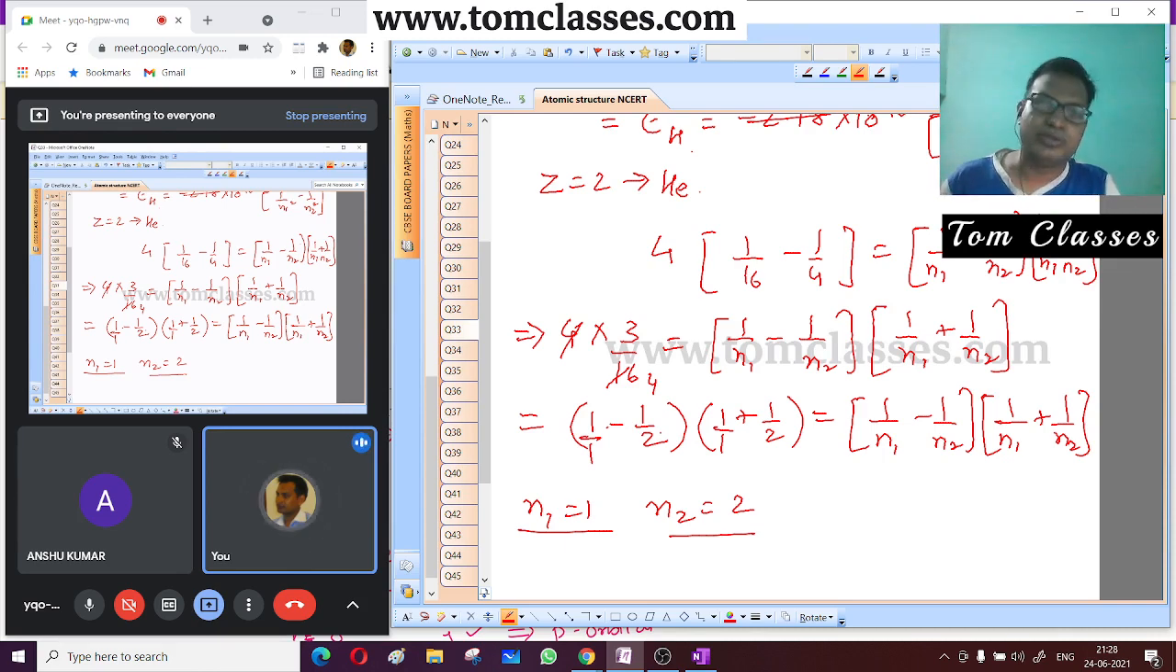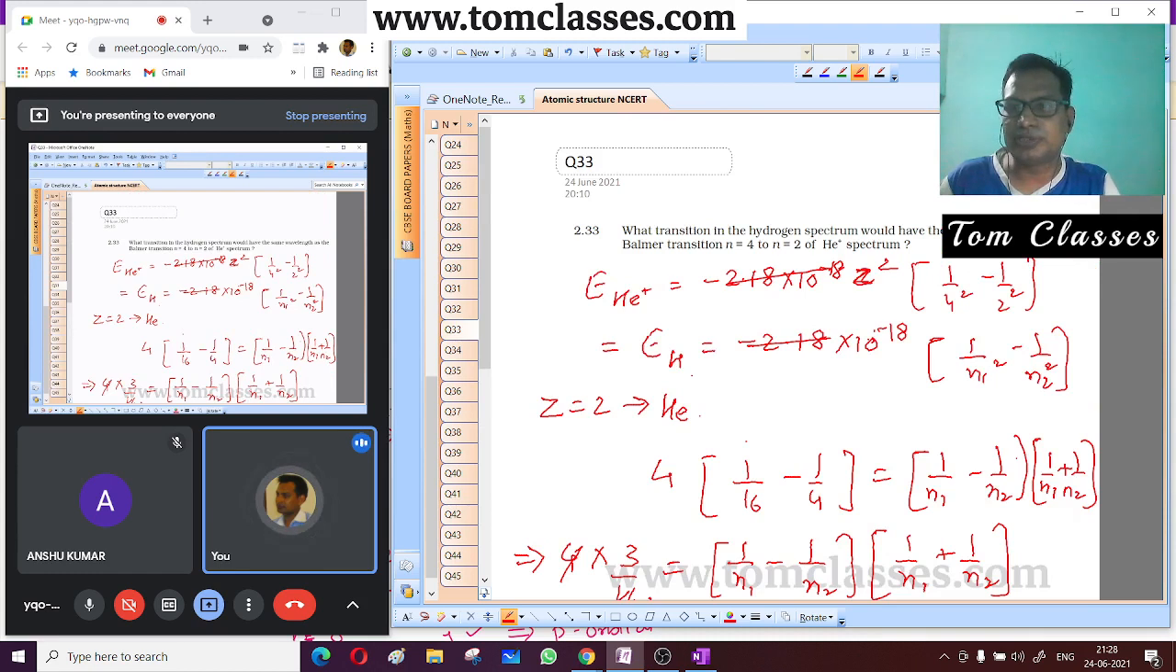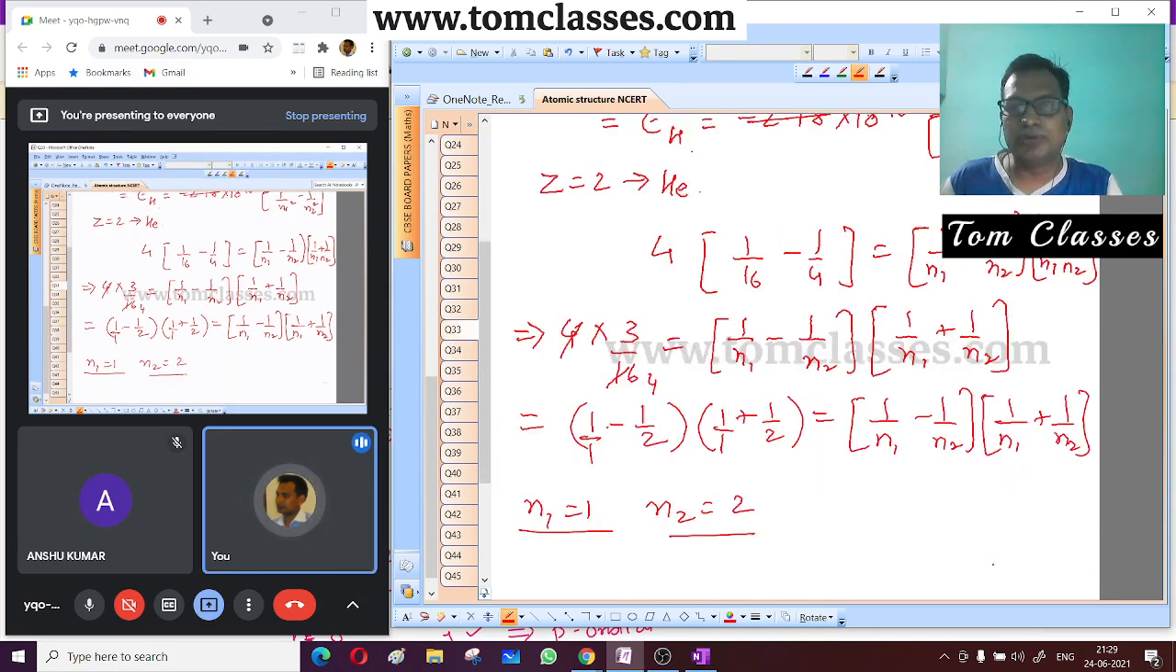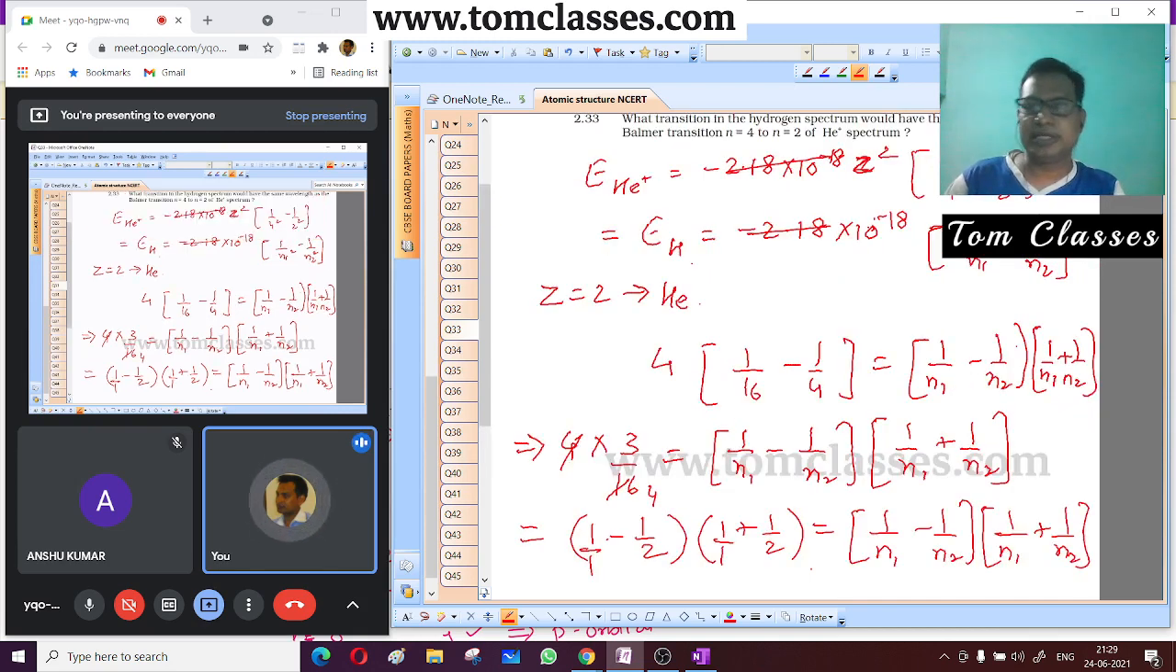Okay, so it is basically the hit and trial case, which we have to see. If it is given helium, or let's call it sodium, right? If the case would have been for sodium, then the Z would have been 11, so it would have become 11 square, 121. So in 121, I don't think that any such solution would have been possible. 121 into 3 by 16 it would have been. So in that case we have to guess it. Okay, so this is the answer. Is that okay?